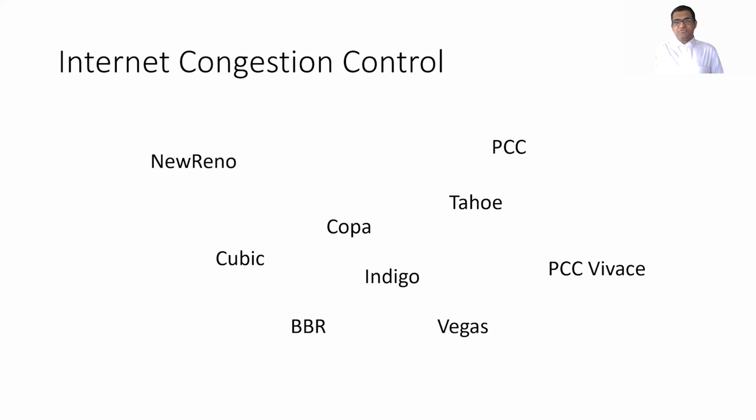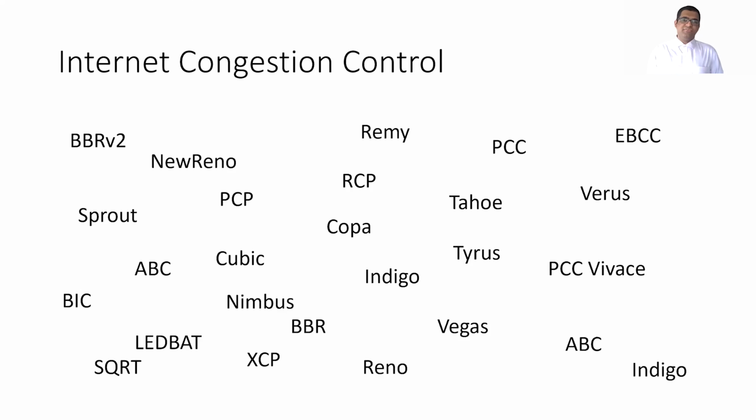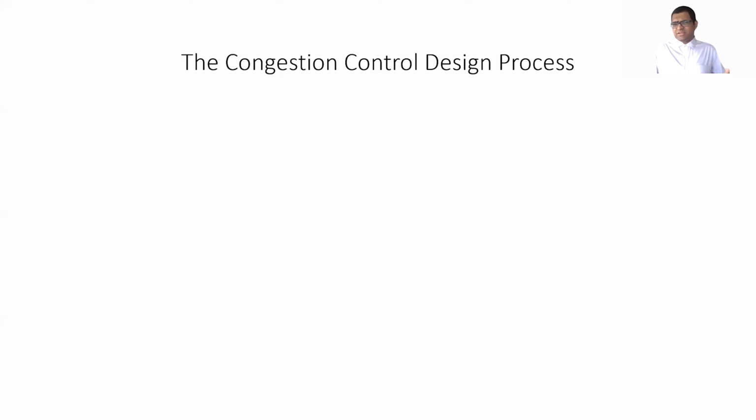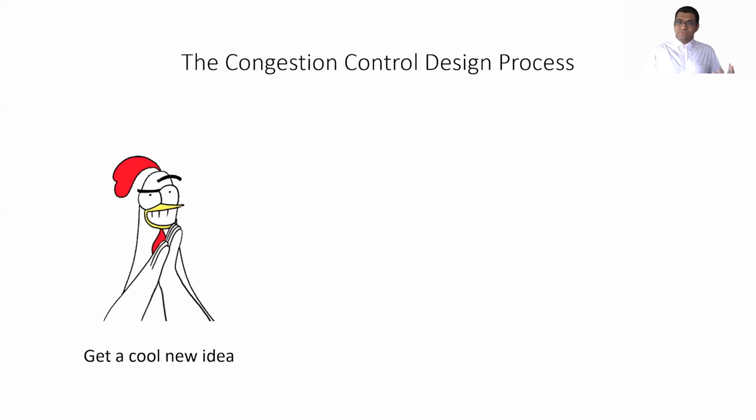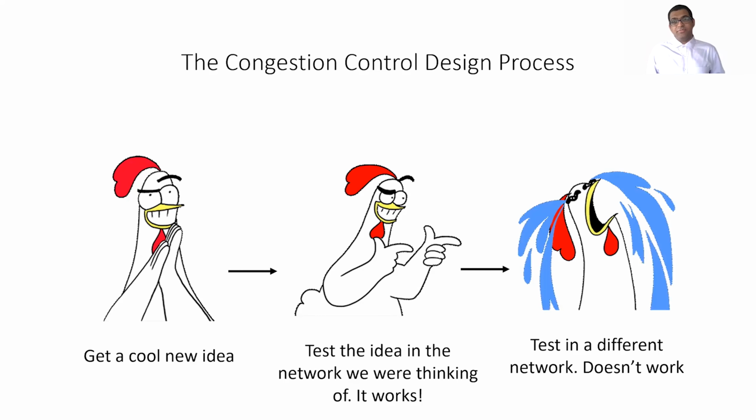Over the last 30 to 40 years that we've been working on this problem, people have proposed literally hundreds of different algorithms. And the typical design process goes like this. First, we come up with a new idea. We try it in the network that we were thinking of, and it works. We try it in a different network, and it breaks.